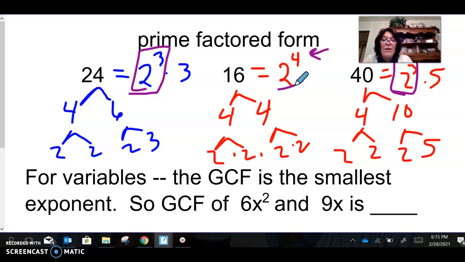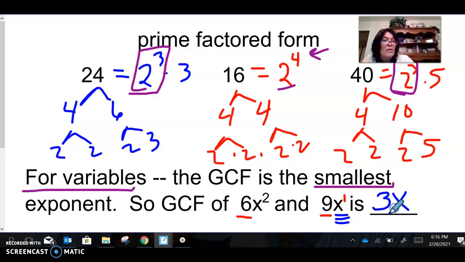That's of numbers. For variables, the greatest common factor is simply the smallest exponent. So the greatest common factor of 6x squared and 9x, what's that? 9x to the 1. So the smallest exponent is 1. So I find the greatest common factor of 6 and 9. The biggest number that goes into 6 and 9 is 3. And then between the exponents, we take the smallest exponent, which is x to the first.